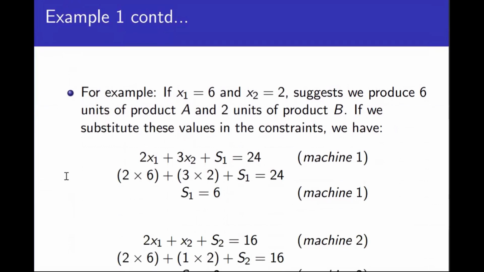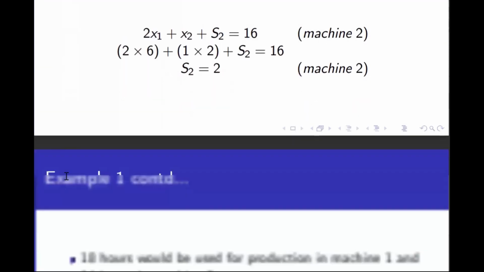For example, if x1 is equal to 6 and x2 is equal to 2, this suggests that we produce 6 units of product A and 2 units of product B. If we substitute these values in the constraints, we have 2x1 plus 3x2 plus s1 is equal to 24. Substituting the values, we get that s1 is equal to 6. 2x1 plus x2 plus s2 is equal to 16. We substitute the values and get that s2 is equal to 2.